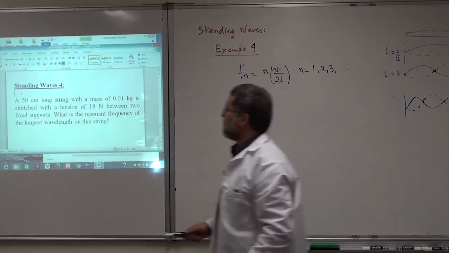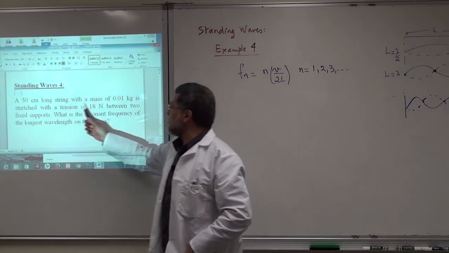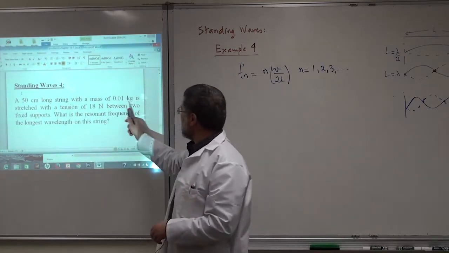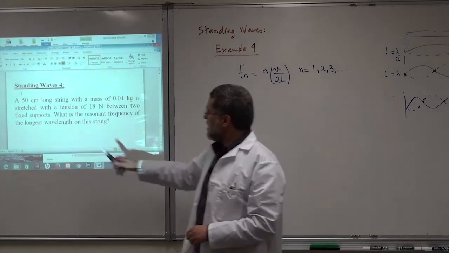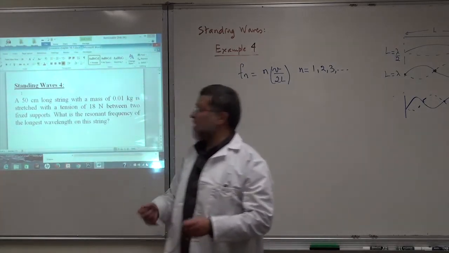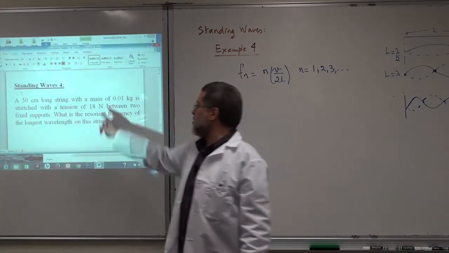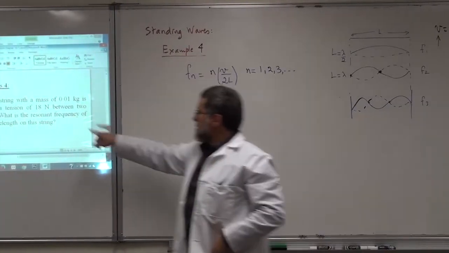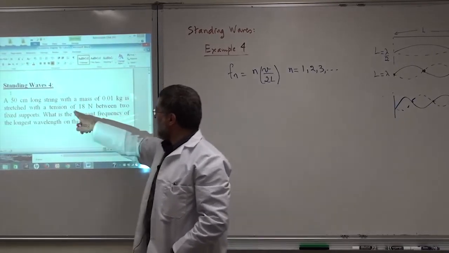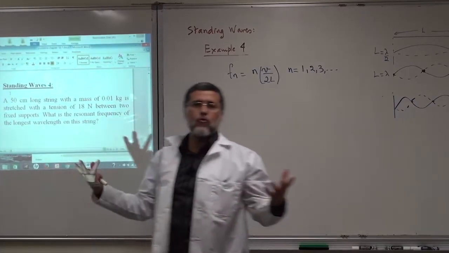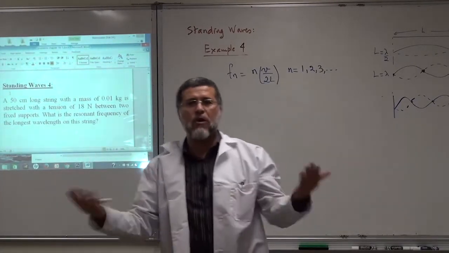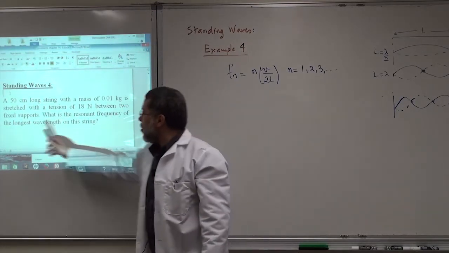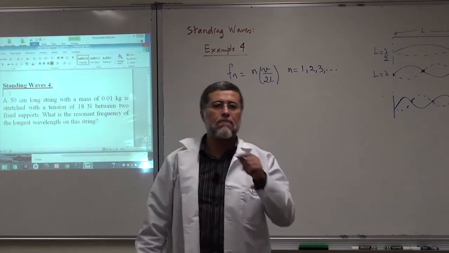Example number 4. It says a 50 centimeter long string. So this is the length of the string. He gave you the length. And mass 0.01 kilogram is stretched with a tension of 18 Newton. He gave you the tension in the string itself. And this is between two fixed supports, which means there will be standing waves in this case. What is the resonant frequency of the longest wavelength on this string?